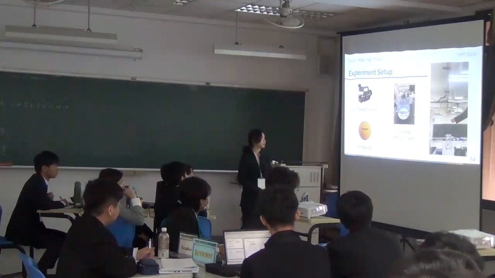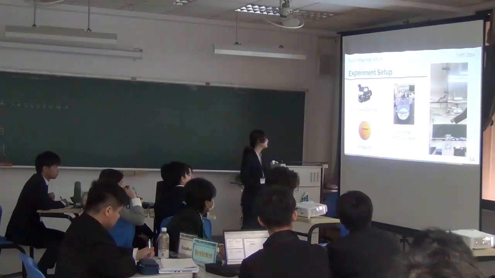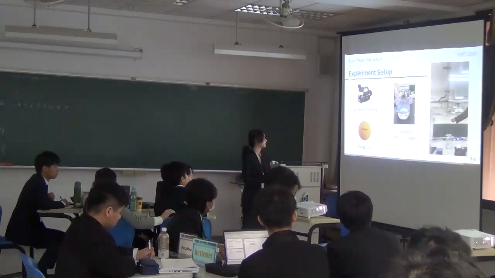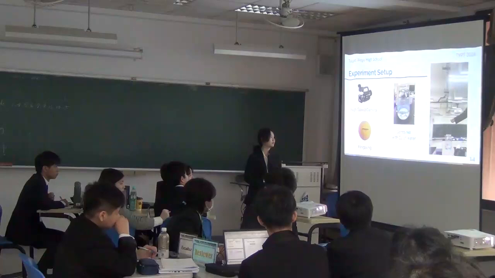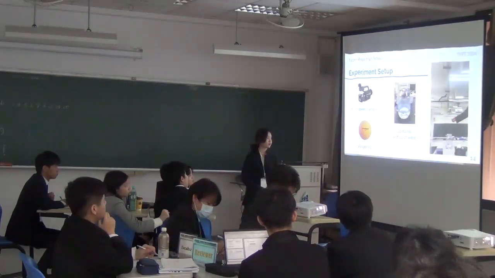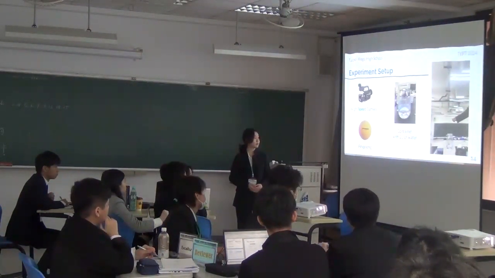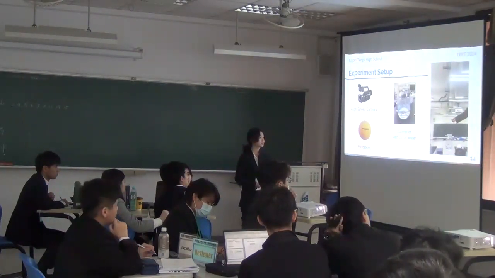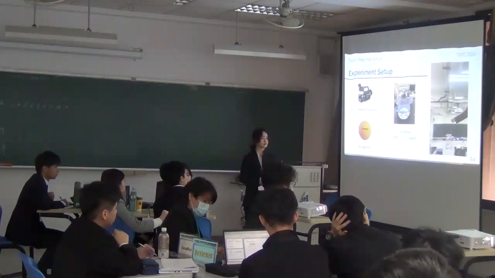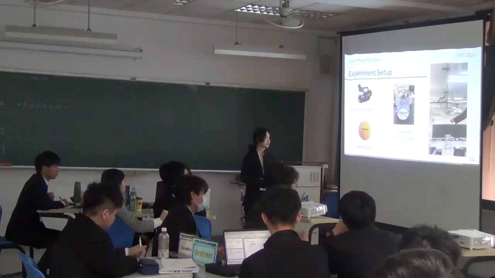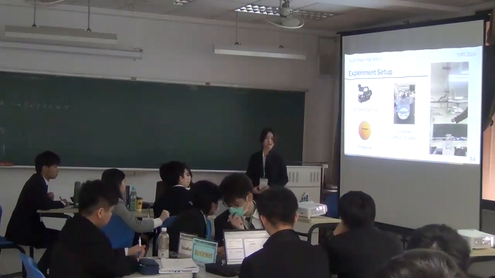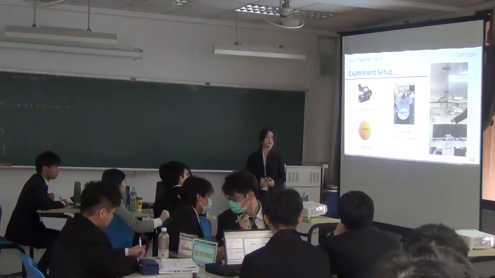And this is our experiment setup. So we only use a few pieces of equipment: a high-speed camera, a ping pong ball, and a container with 2 liters of water. And for the experiment, we hang the container on the ceiling. Then we cut the string that hangs the container to observe the ejection of the ping pong ball.